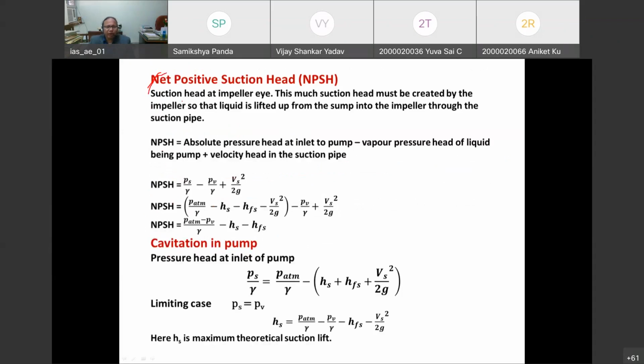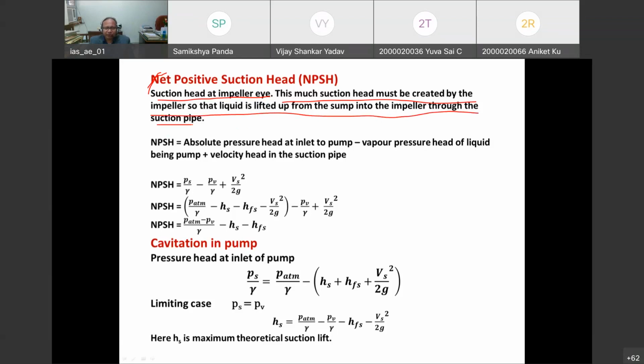This is important. This is the suction head at the eye of the impeller, because if this net positive suction head is not there, water cannot be lifted. That's why this NPSH is a very important point. This much suction head must be created by the impeller so that the liquid is lifted up and pumped into the impeller through the suction pipe.